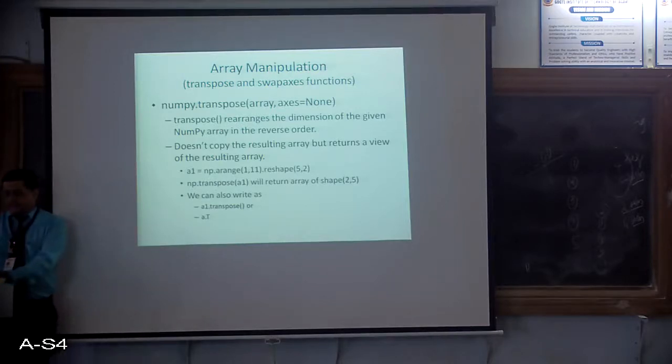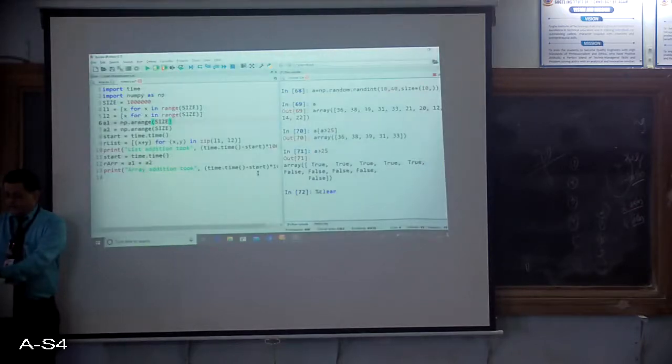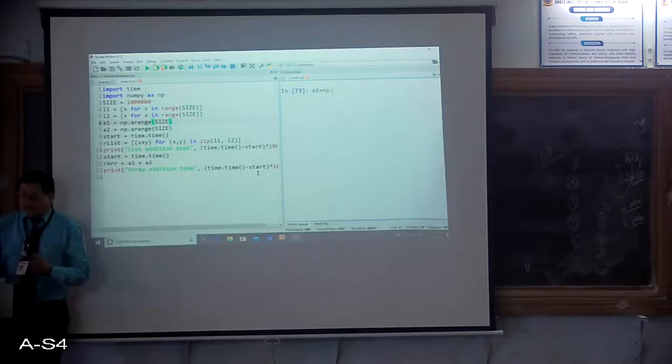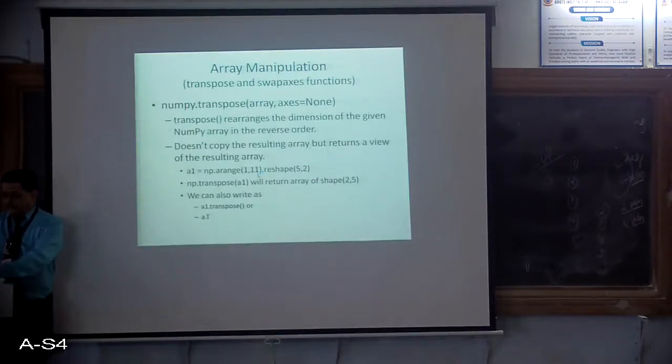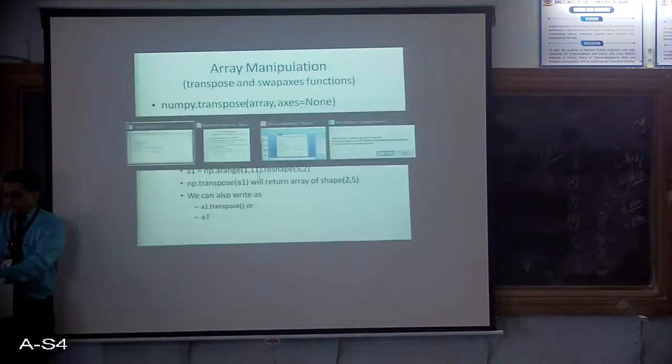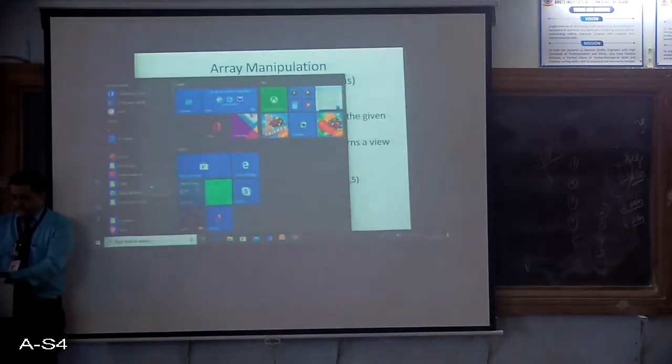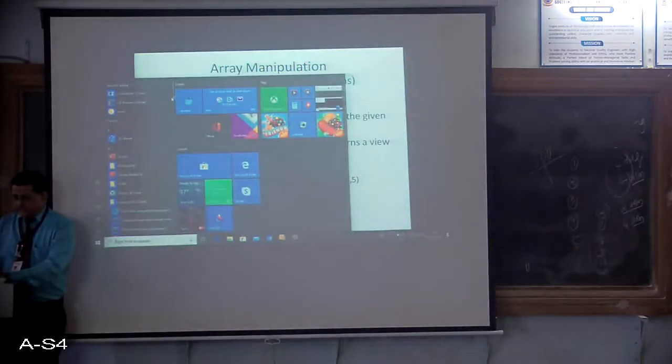You can always assign it to a new ndarray object to create a new transposed array. For example, A1 equals np dot. Remember that I have already imported NumPy as an alias np, so I am using np rather than NumPy. My Anaconda Spyder has crashed. I'll start that.